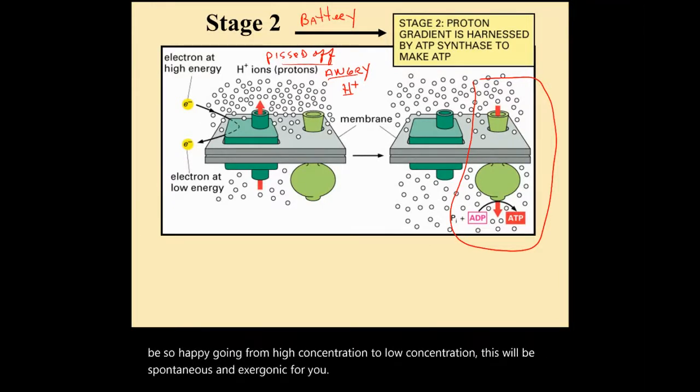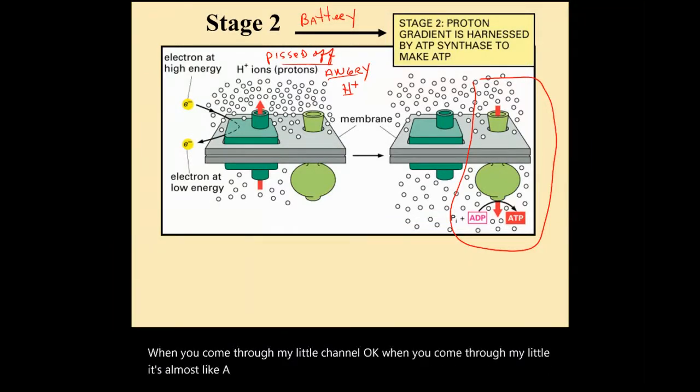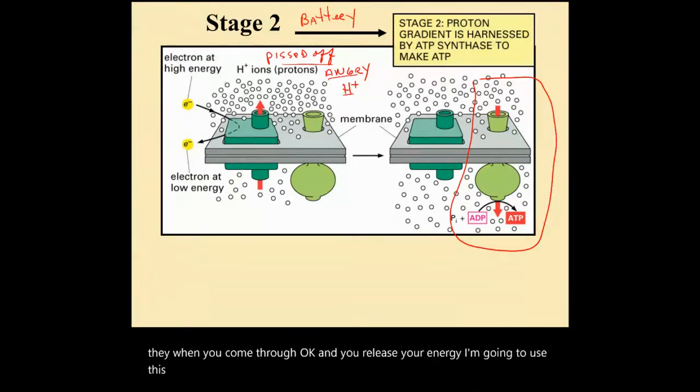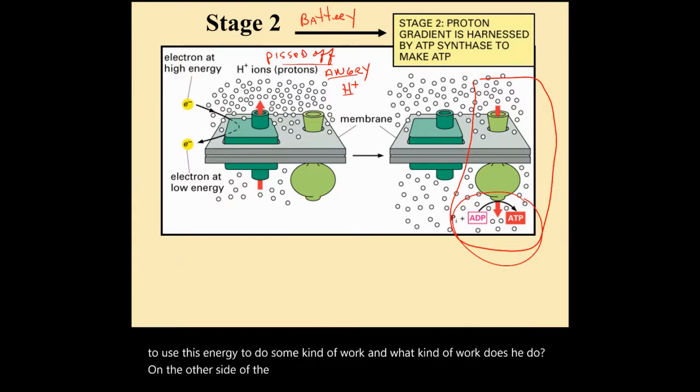When you come through my little channel, it's almost like a revolving door thing. Okay? It's like a machine, amazingly. When you come through and you release your energy, I'm going to use this energy to do some kind of work. And what kind of work does he do on the other side of the membrane as they are coming back through? He synthesizes who? ATP, correct? And he's not a member of the electron transport chain.